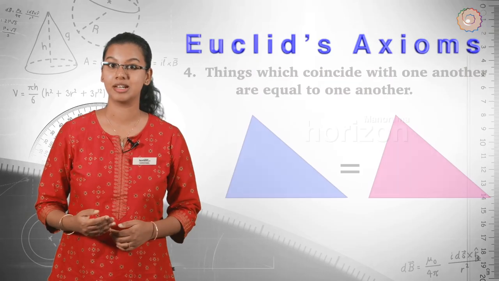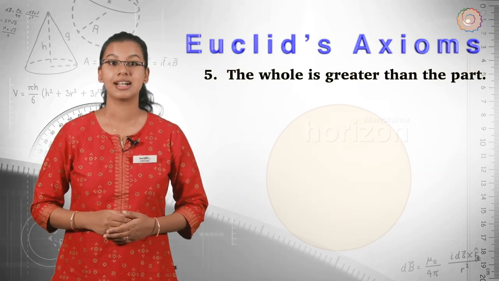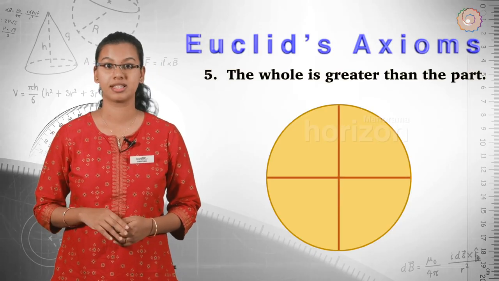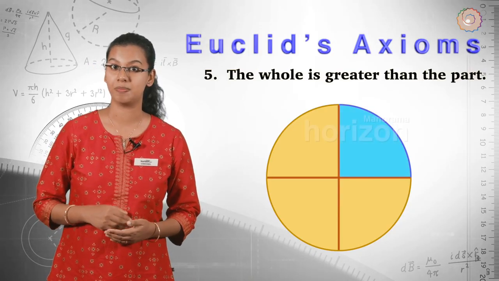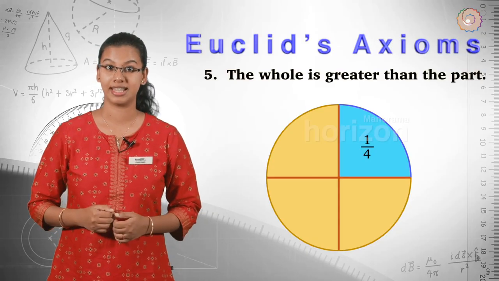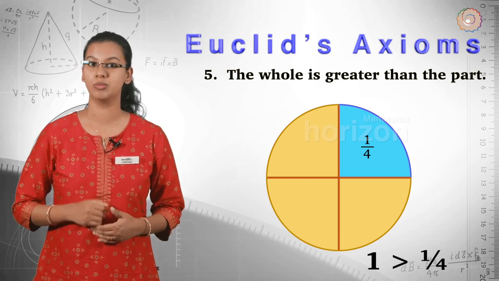The next axiom is, the whole is greater than the part. Consider a circle. It is divided into 4 parts. Now if we consider the blue part, which is 1/4 of the whole circle, we can say that the whole circle is greater than this blue part.